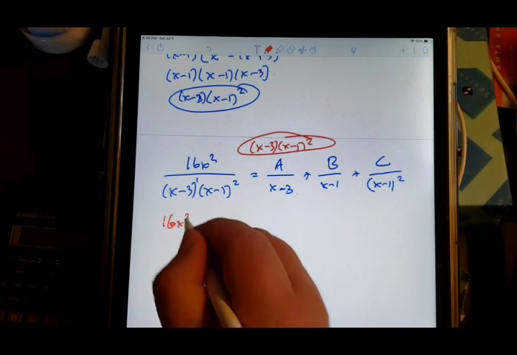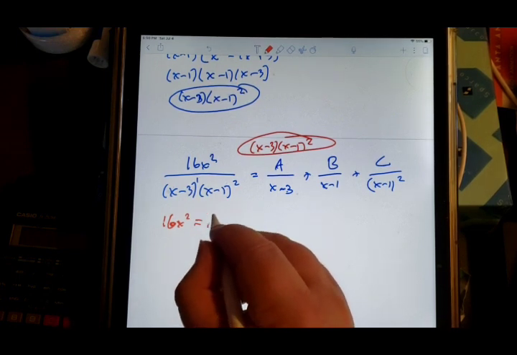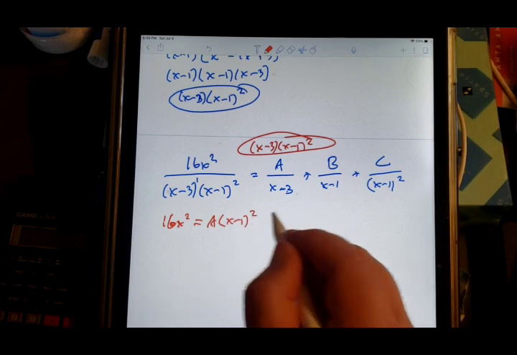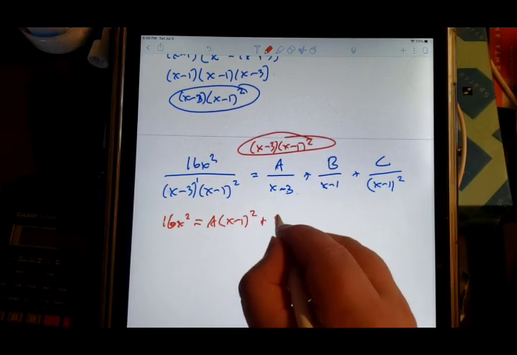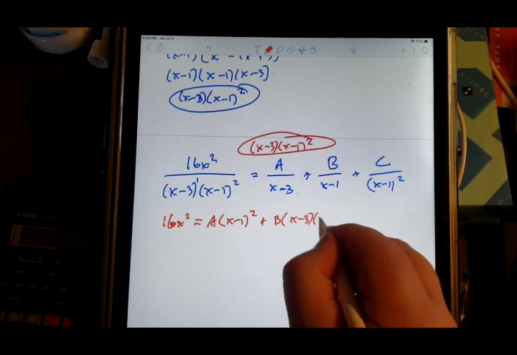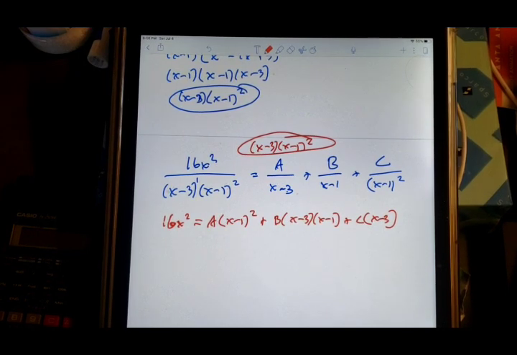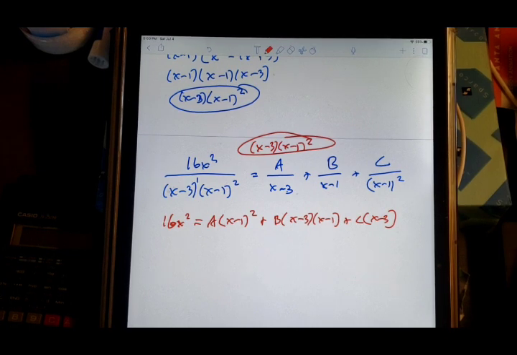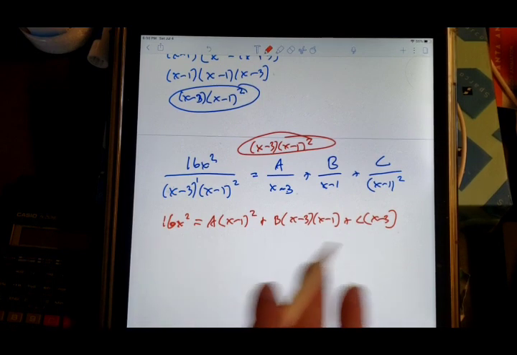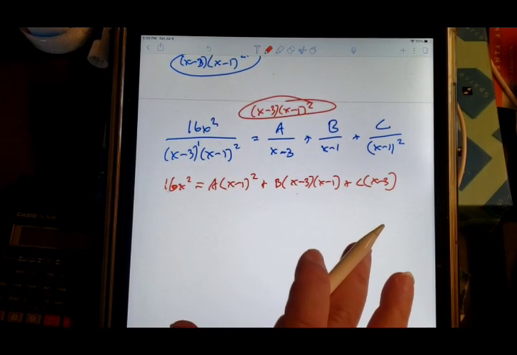16x squared equals a times x minus 1 squared after the cancellation, b times x minus 3, x minus 1, and c times x minus 3. All right, I normally would set up the system of equations, but I just want you to know how convenient this, again, what I call the forbidden values is, because once you see it, it's really one of those things you want to do.